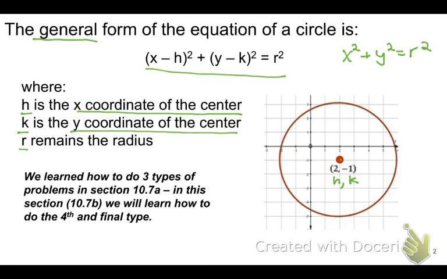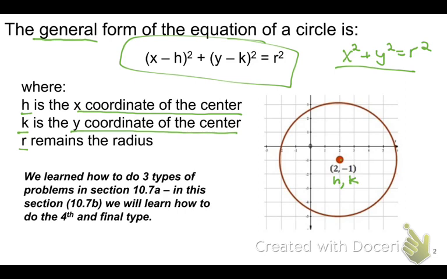So you can see that what this takes care of is circles where the center is not on the origin. If the center was on the origin, then h and k would both be equal to 0, and you'd have this equation: x squared plus y squared equals r squared. Sometimes circles are centered on the origin, and sometimes they're not, and this is where this general form of the equation comes in.